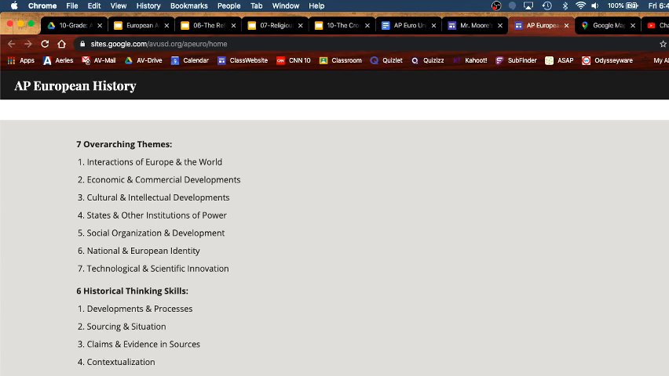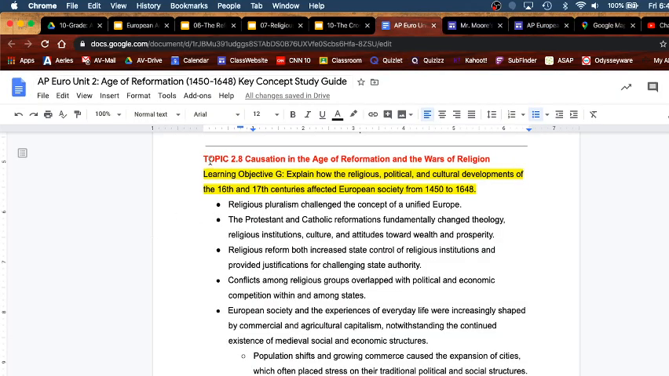When I say reasoning, I mean one of three things: either compare and contrast, show cause and effect, or continuity and change over time. When you're writing, you'll just pick one of those, and it will be obvious according to the prompt that you're given. In this case, at the end of Unit 2, 2.8, we're talking about causation, so cause and effect. If you've been doing this review session, by the time you're done, you should be able to answer this learning objective. So here is learning objective G. Explain how the religious and political and cultural developments of the 16th and 17th century, that's the 1500s and 1600s, affected European society from 1450 to 1648.